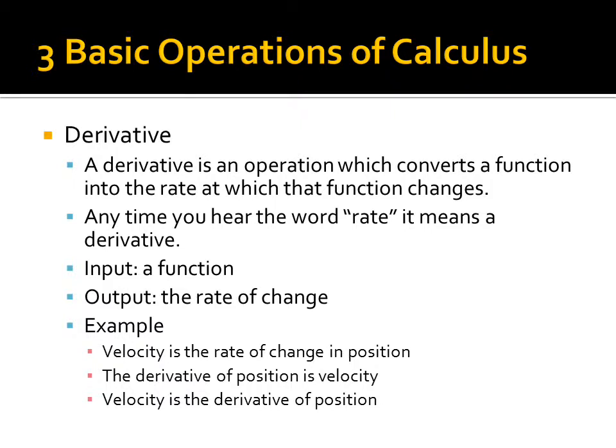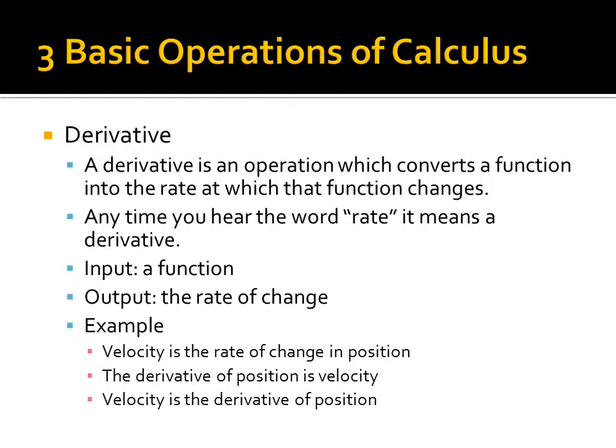As I implied in the last slide, there are three basic operations of calculus. The first one we're going to talk about is the derivative. A derivative is an operation which converts a function into the rate at which that function changes. So anytime you hear the word rate, it means a derivative. Just to repeat myself, the input for a derivative is a function, and the output of a derivative is the rate of change.